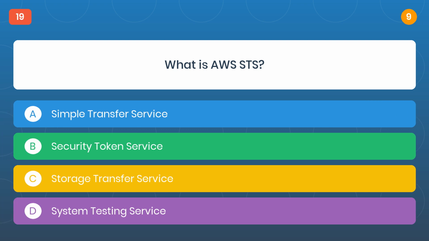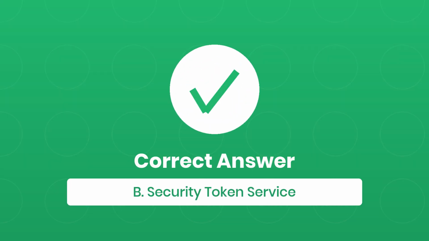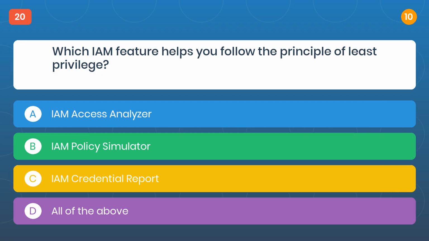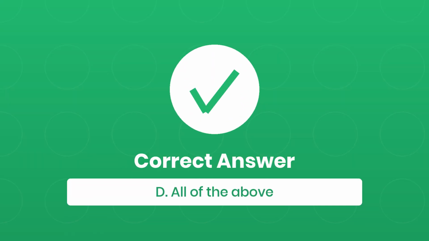Question 19. What is AWS STS? The correct answer is B, Security Token Service. Question 20. Which IAM feature helps you follow the principle of least privilege? The correct answer is D, all of the above.